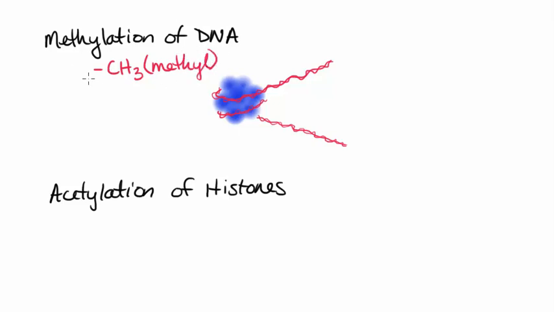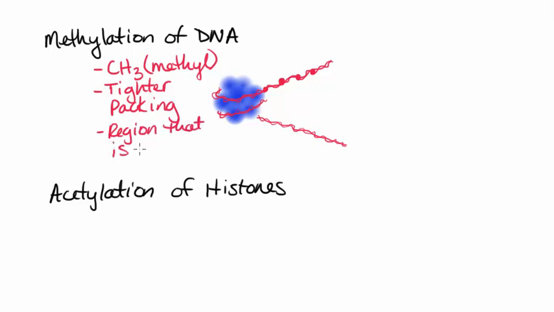And so what's happening with the methylation of the DNA is that there are these groups that are actually added right on top of the DNA itself. And what this is going to do is this is going to result in tighter packing of the DNA itself. And so if this is tighter packing of the DNA, we're going to end up with a region that is accessed less.